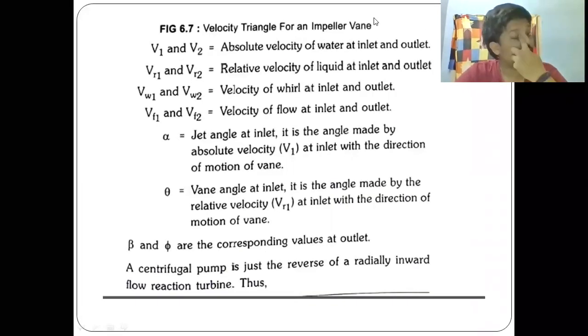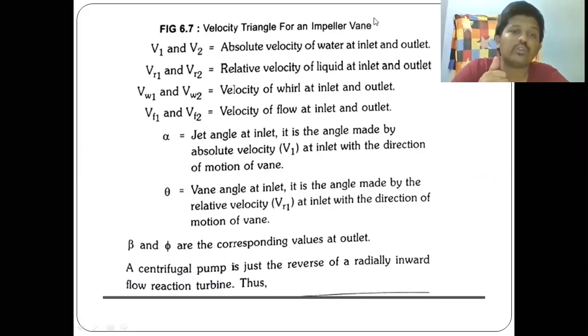We have V1 and V2, which are the velocity of the jet or water at inlet and outlet. VR1 and VR2 are the relative velocities between the water and the vane at inlet and outlet. VW1 and VW2 are the whirl velocities at inlet and outlet. VF1 and VF2 are the flow velocities at inlet and outlet. These are the notations used in the velocity triangles.